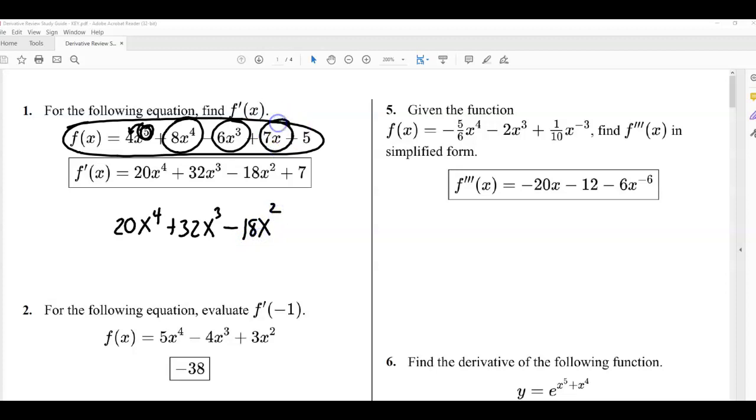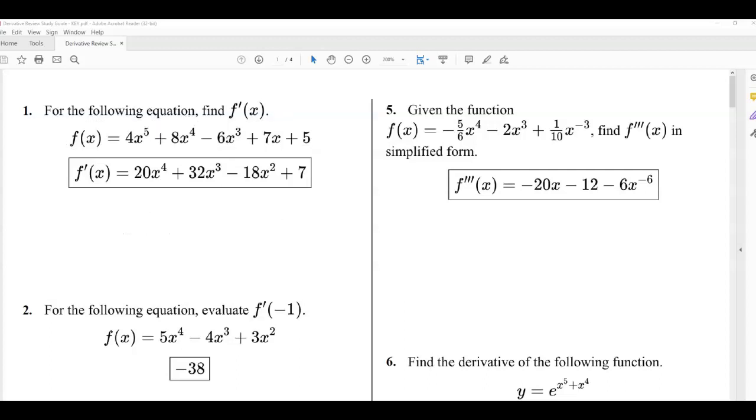And then the derivative of 7x, we're going to use the constant multiple rule for that. It's just going to be 7. And then the derivative of 5 is 0, so we can just get rid of that.